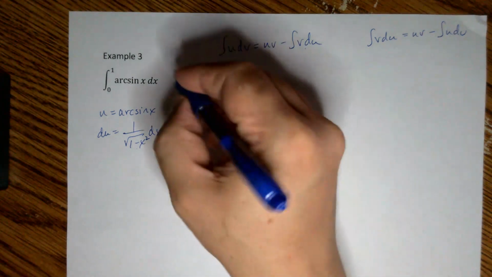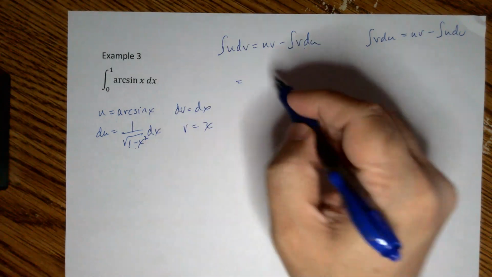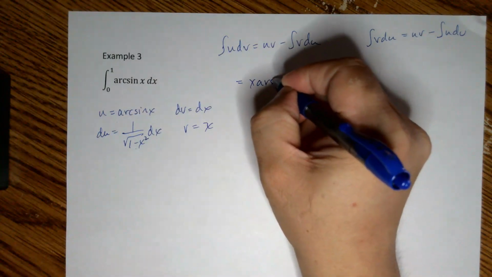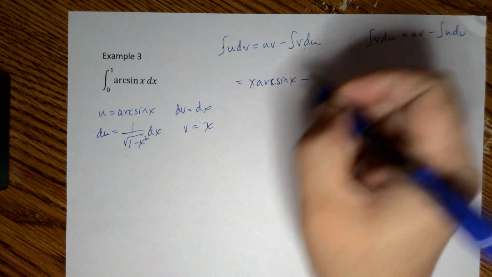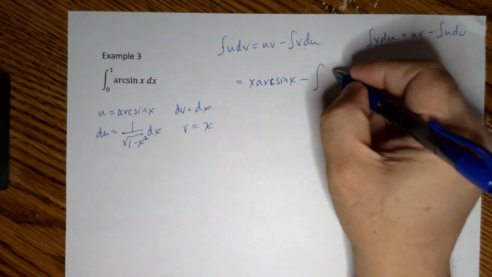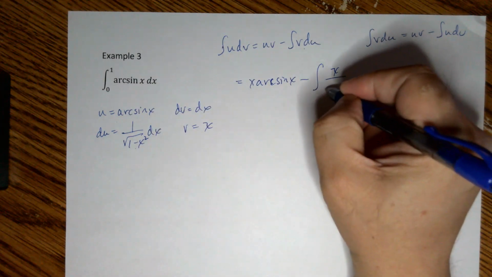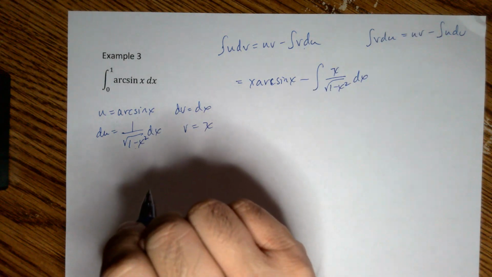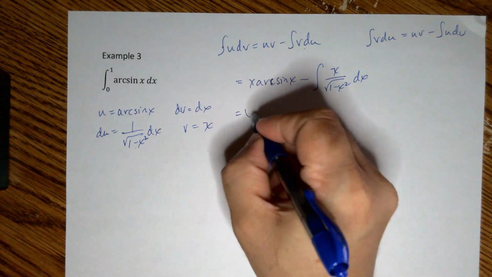So this is equal to uv, so it's x arc sine x minus the integral of v du. So x over square root of 1 minus x squared dx. Okay, continuing.